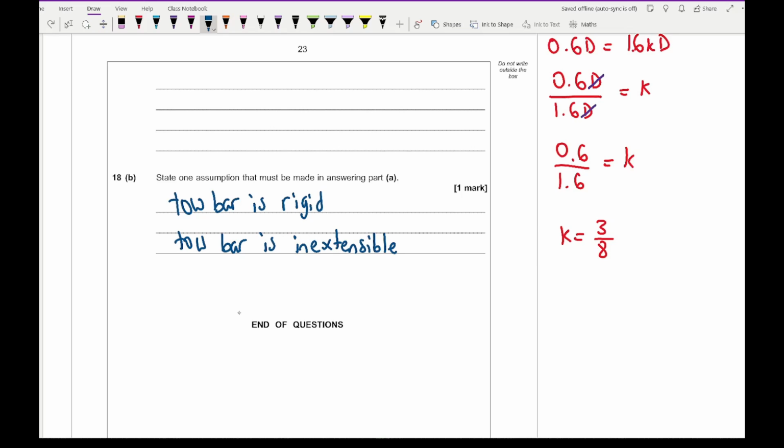meaning that tow bar isn't going to compress in any way or stretch in any way, and so we haven't got to worry about any additional forces. We could also say that the tow bar has negligible mass. Meaning we don't have to take the mass of the tow bar into consideration as part of our questions. They're very typical in the way that these can be answered in this last part, so making sure that you're using the correct words for these assumptions.